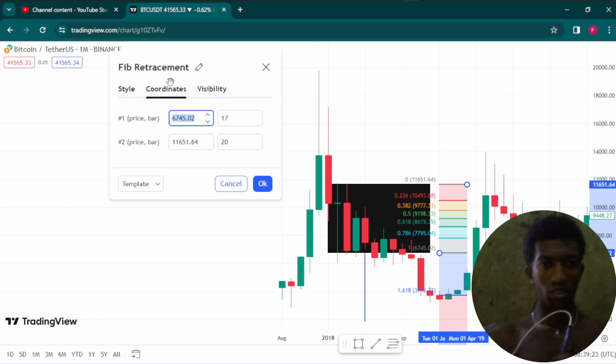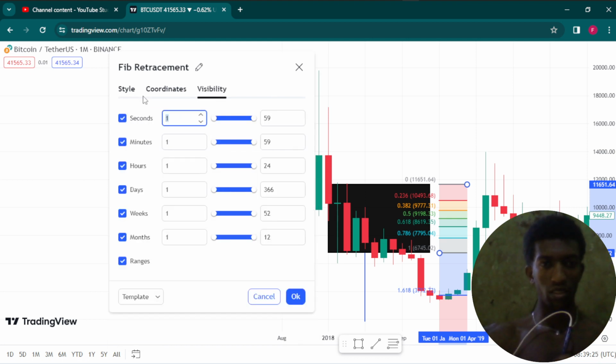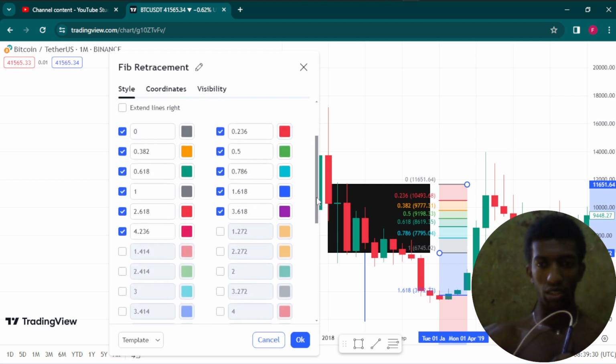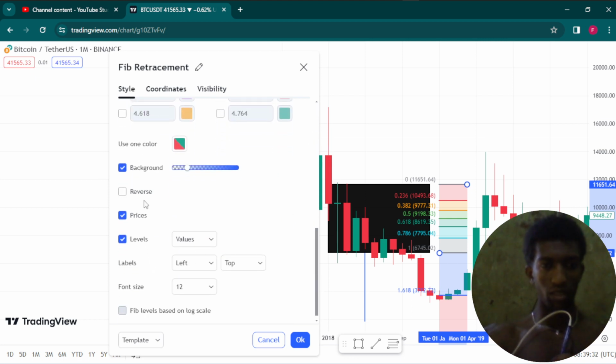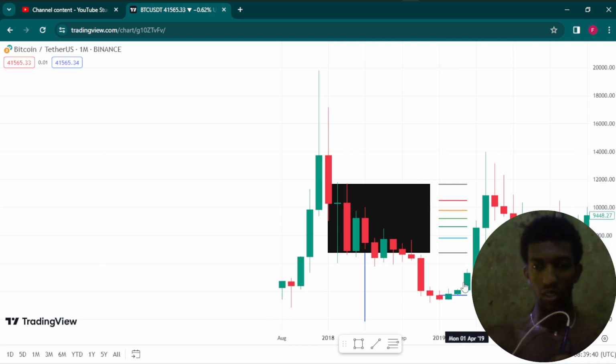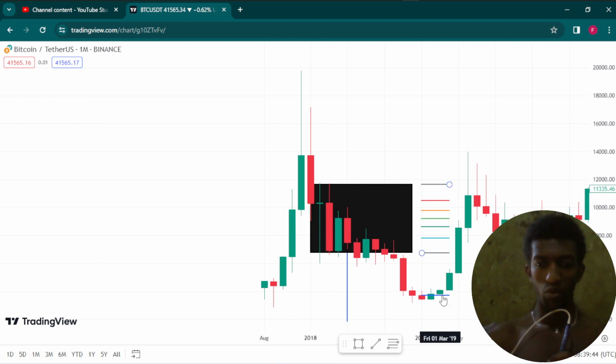Let's just change the color right here. So the style, I don't like the Fibonacci, the background. Where is the background? We don't want the background, we don't want the price, we don't want the levels. All we want is the TP, I mean the take profit, right? The take profits. So as you can see, TP1 was hit right here, beautifully nailed it.